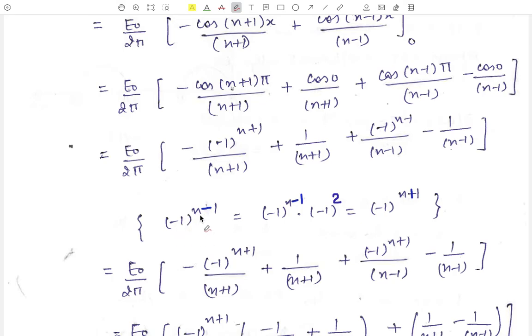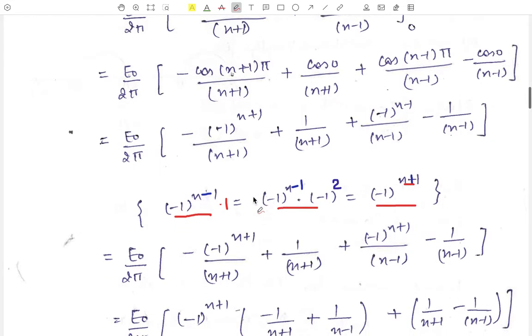How? (Minus 1) raised to power n minus 1, if we multiply it with 1, what will come? There will be no difference. But this one can be written as (minus 1) raised to power 2, it is (minus 1) squared. Okay. But here the bases are the same, minus 1, so the powers will be added here, and n minus 1 plus 2 will be n plus 1, that is (minus 1) raised to power n minus 1 is equal to (minus 1) raised to power n plus 1. Okay.